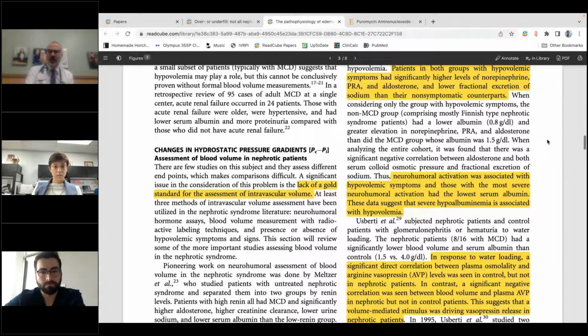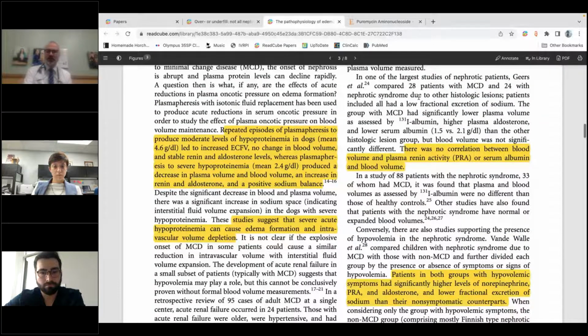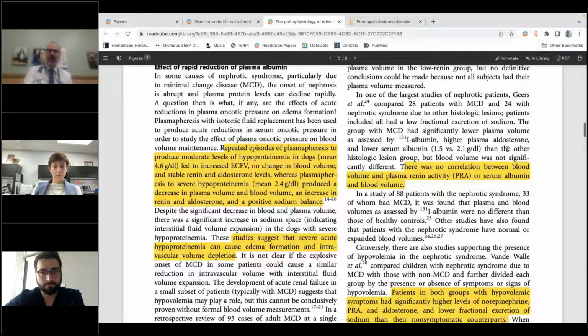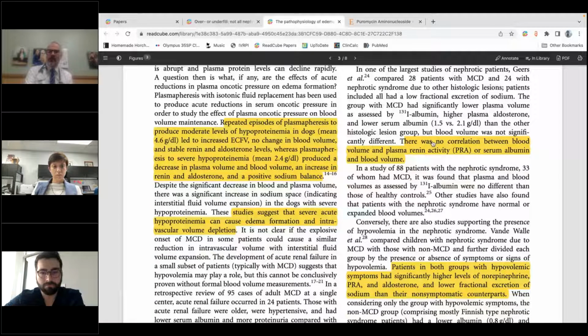Let's see. Some of the things that I highlighted here, and they did quote a number of studies, but some of the big things that I thought were important, that there was no correlation between blood volume and plasma renin activity or serum albumin and blood volume. So we would think that as blood volume would go down, your PRA should go up. As your albumin goes down, your blood volume should go down. And that was not found in these people with nephrotic syndrome. I think most had minimal change disease as well too. Minimal change disease is the most common cause of nephrotic syndrome in people. So it's just what you're going to see in most of the studies.